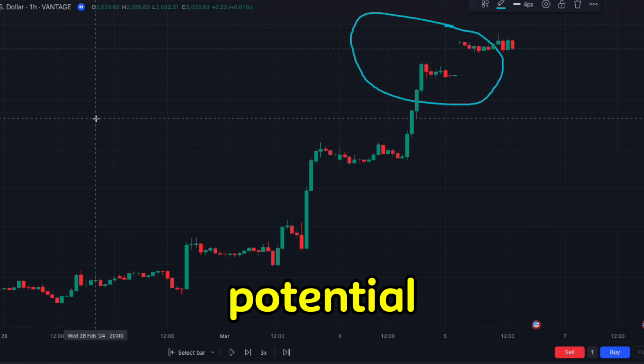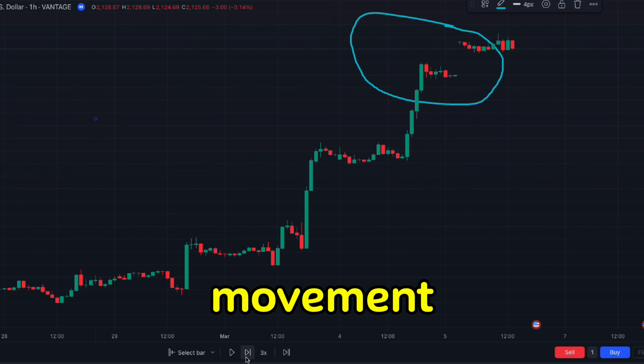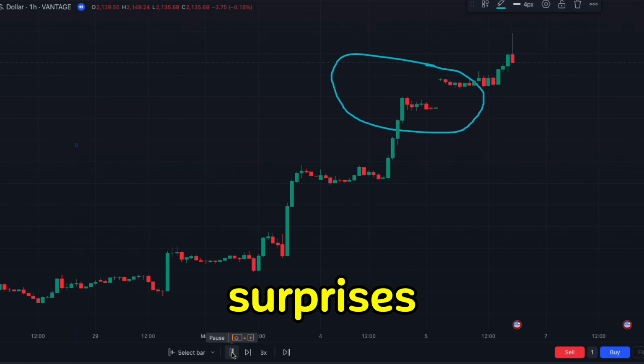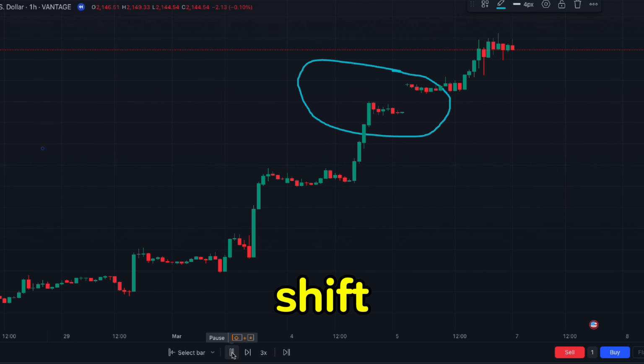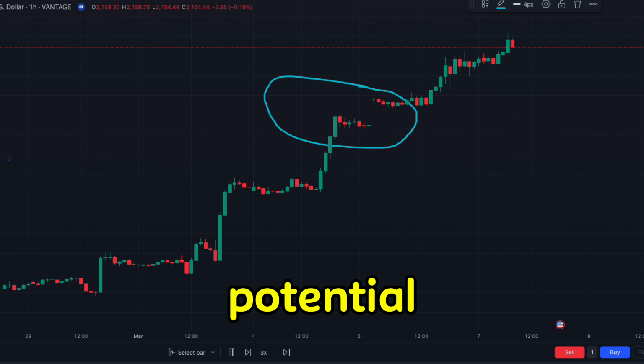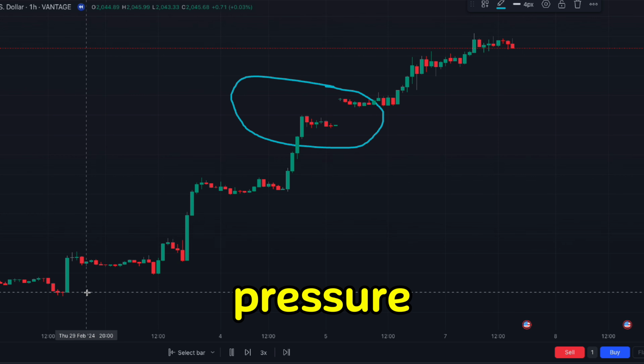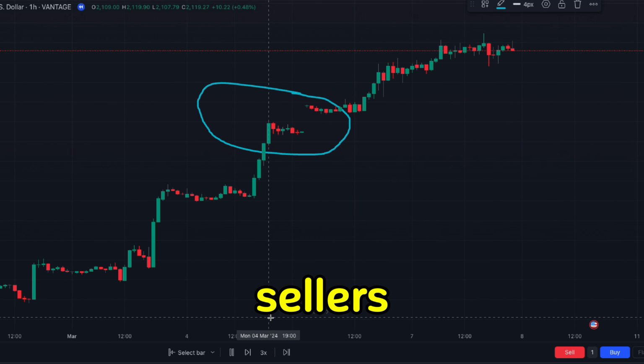Gaps represent potential turning points in a stock's price movement. Positive earnings surprises or news of a takeover can drive these shifts. Gaps offer quick profit potential. A gap up triggers buying pressure, while a gap down benefits short sellers.